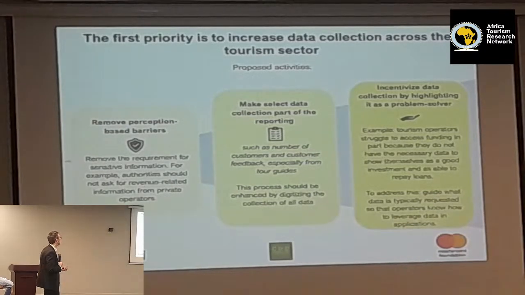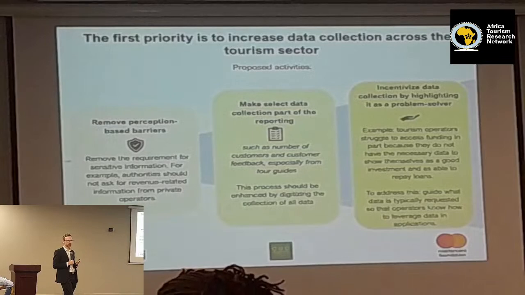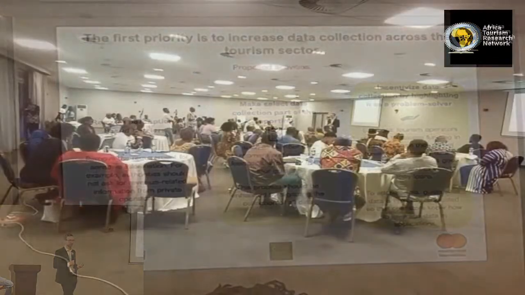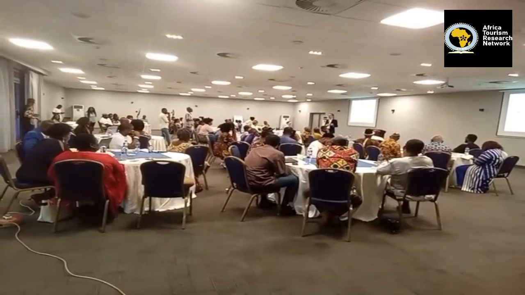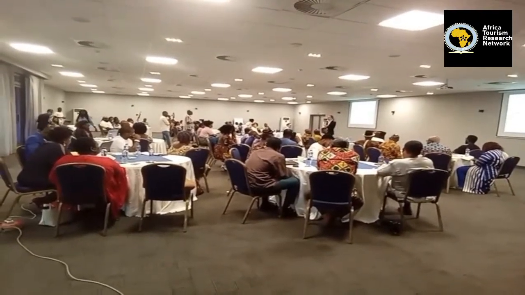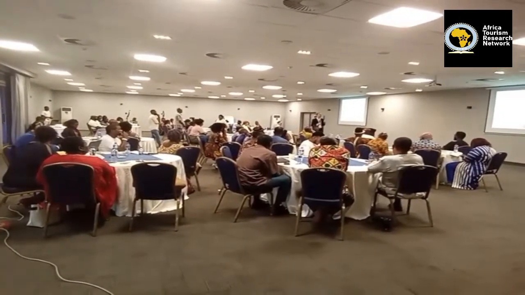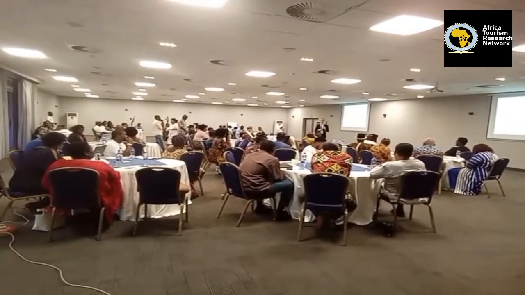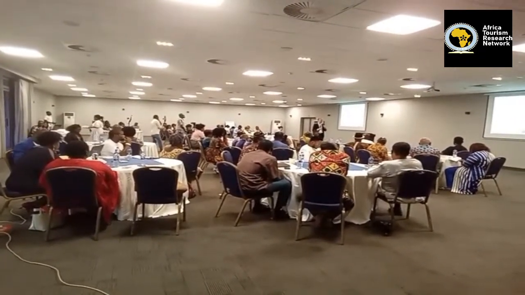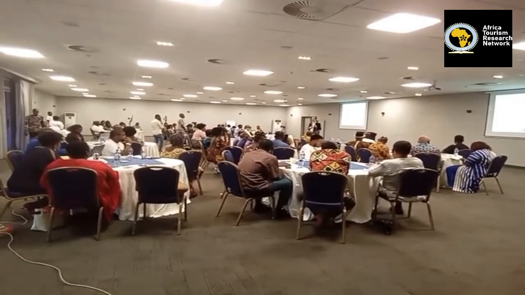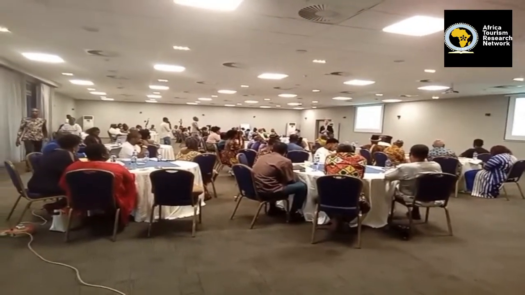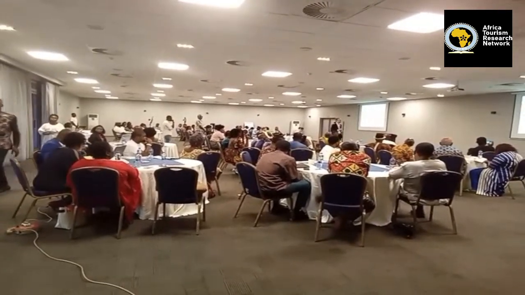So one of the things, for example: can GTA remove some of the requirements regarding revenue? Because it was identified by stakeholders as a sensitive issue to report on. And the reality is they can actually calculate that using alternative data that is already collected, for example, by the Revenue Authority. And instead focus on the key information related to number of customers, employees, and feedback from customers to ensure that they can inform how to improve the overall experience of visitors to the country.